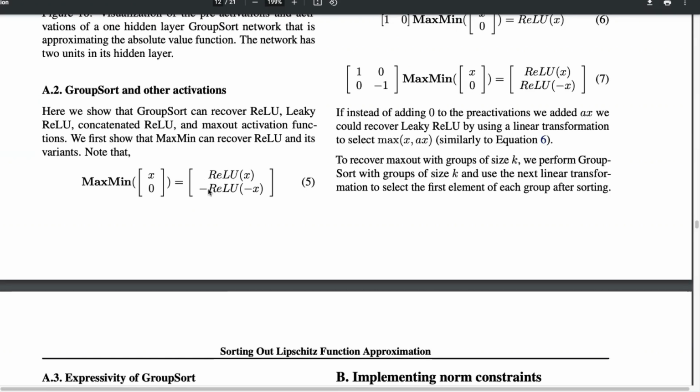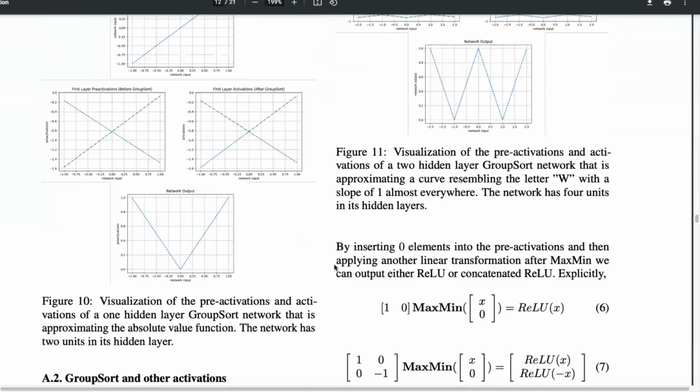Well, I don't think they implemented it this way. I think what they're doing here is they're trying to show that this swapping of things around and sorting a couple of elements is similar to other nonlinear activations. Okay.